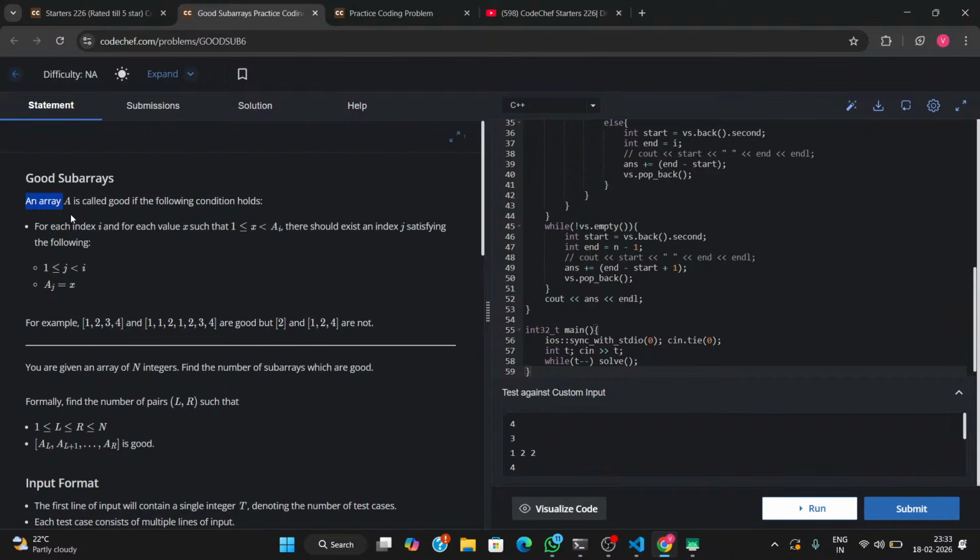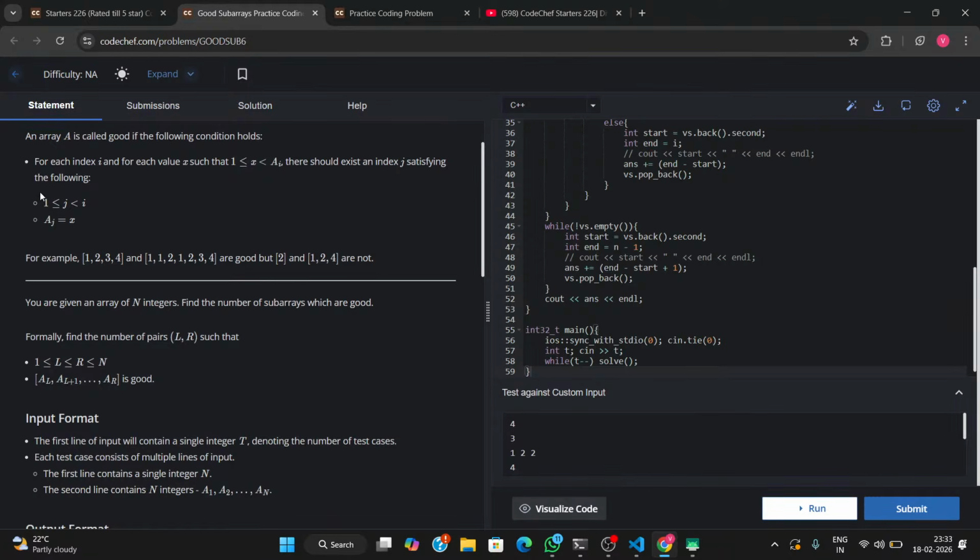that you have an array A, and an array A is called good if it holds the following condition, right? For each index i, and for each value x such that x is less than a_i, there should exist an index j satisfying the following condition. What is the condition? There should exist an element before i that is equal to x. And this should be true for all x less than a_i.